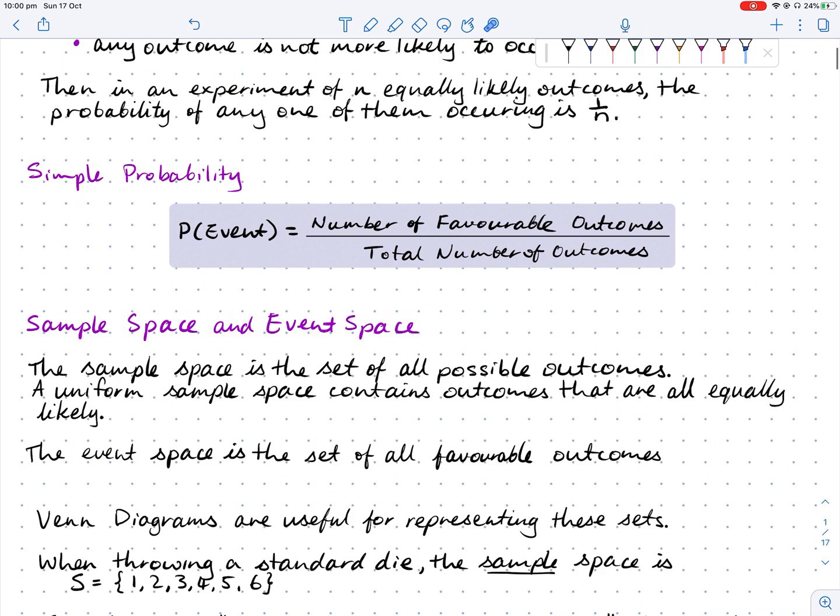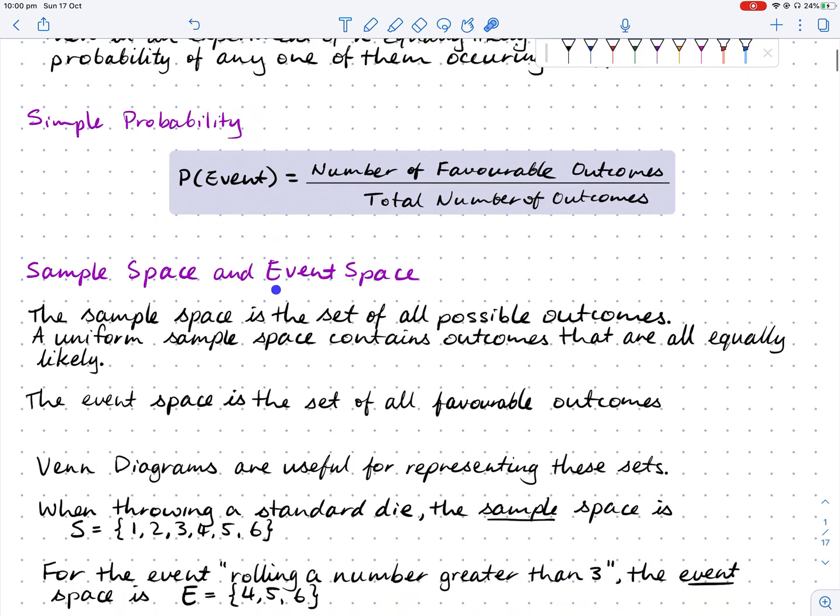When we go about calculating probability, the notation that we use is P bracket, and then inside we write down what the event is, so whatever we want to find the value of. So if we're tossing a coin and we want heads, then it'll be P bracket heads. To work out the probability, it's the number of favorable outcomes over the total number of outcomes. So how many ways do we have of getting what we want over how many different possibilities were available to us? This total number of outcomes is also sometimes called the sample space or the event space.